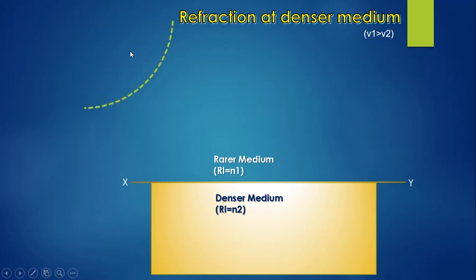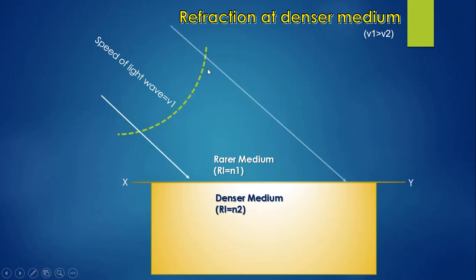Assume that a spherical wave is now moving towards the XY interface with a speed V1. Then we have to indicate the direction of this spherical wave by these arrow marks. Then we have to take a part of this spherical wave. Part of a spherical wave is a plane wave. We have already studied it. So let us take the part of the spherical wave which is a plane wave.